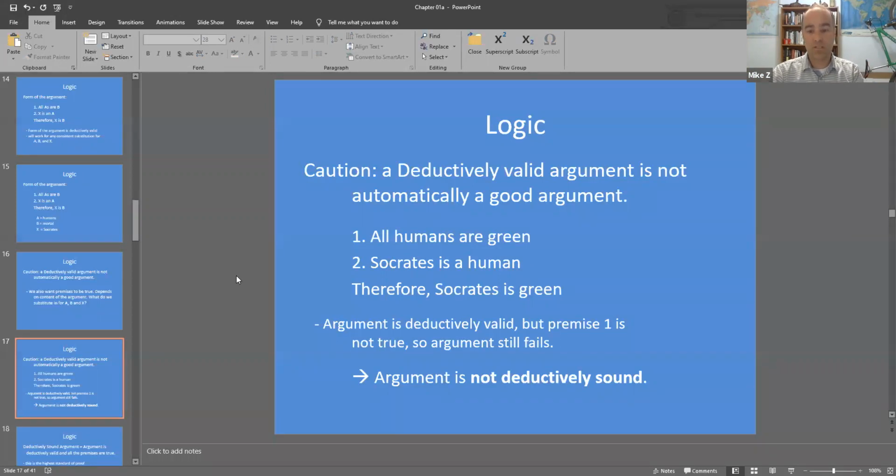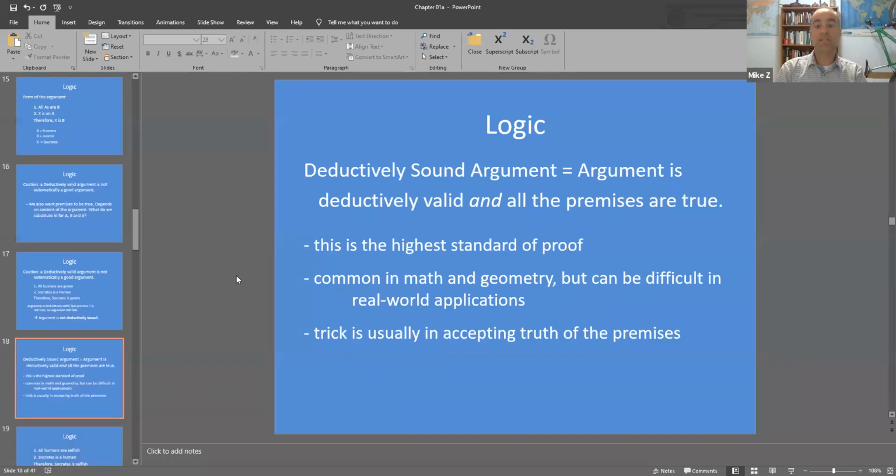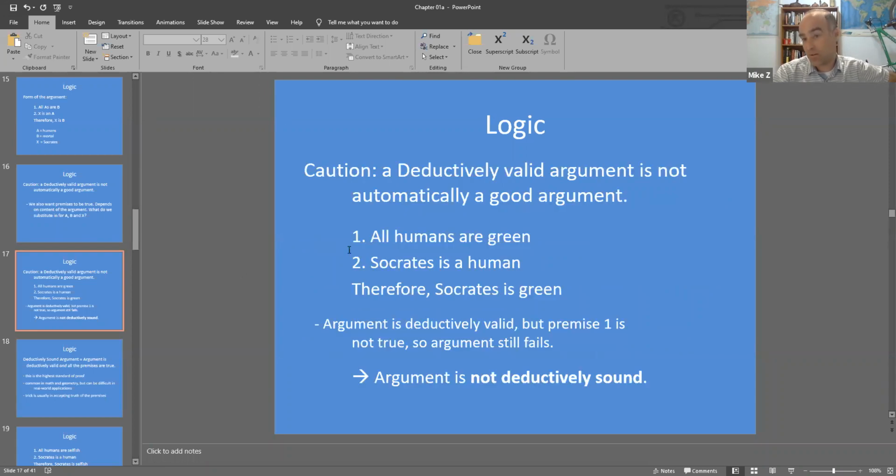We also want the argument to be deductively sound. A deductively sound argument is one that's first deductively valid. It's got to be that. But it's deductively valid and all the premises are actually true. So that first one about Socrates being mortal, that one's deductively sound. If the premises are true, they guarantee that the conclusion is true, and it turns out that the premises are really true. And so that first example was a deductively sound argument, as opposed to this one about Socrates being green, valid, but not sound.